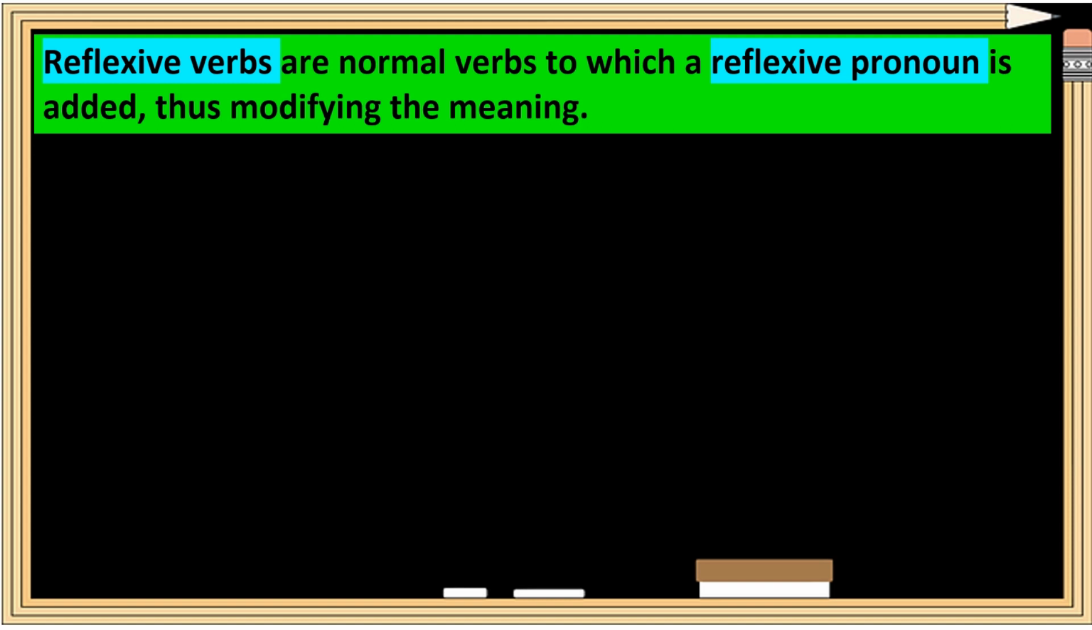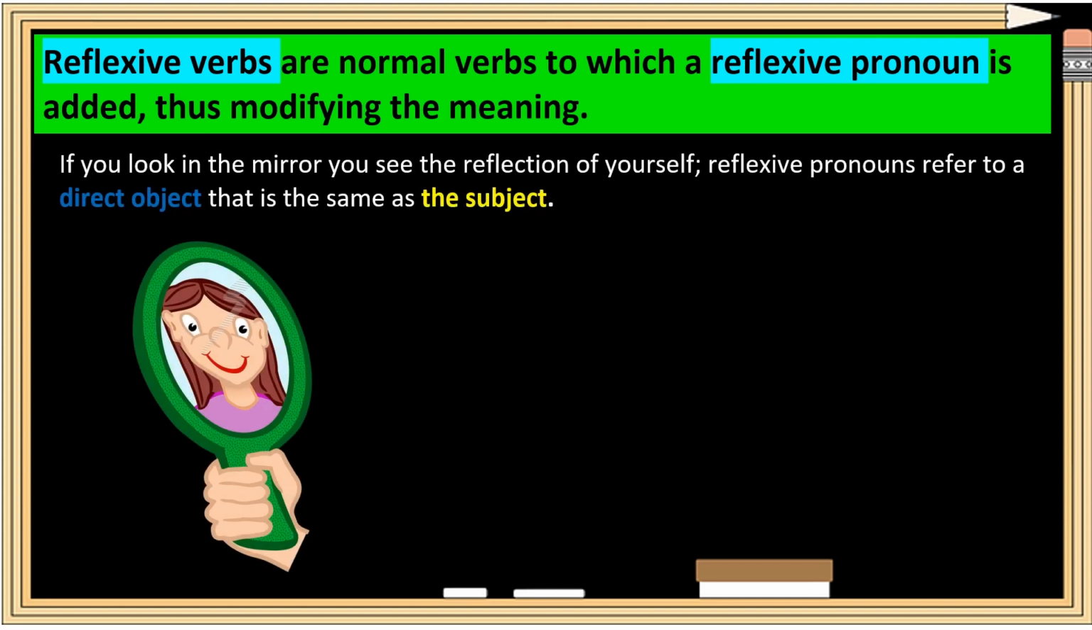Reflexive verbs are just like any other verbs, except they are used with a reflexive pronoun. So what's a reflexive pronoun? If you've got the idea of the reflection of yourself in the mirror, if you think of a reflexive pronoun, it will refer to a direct object that is the same as the subject. If I look at one example, I fell and I hurt myself.